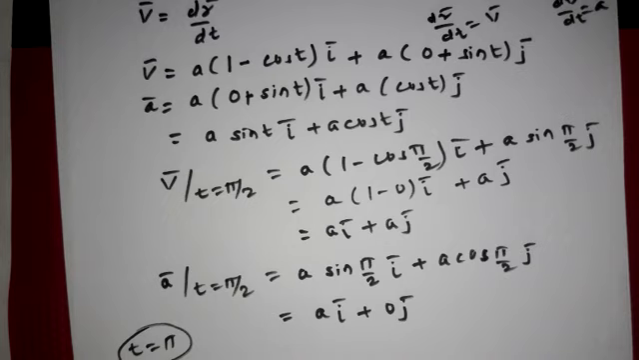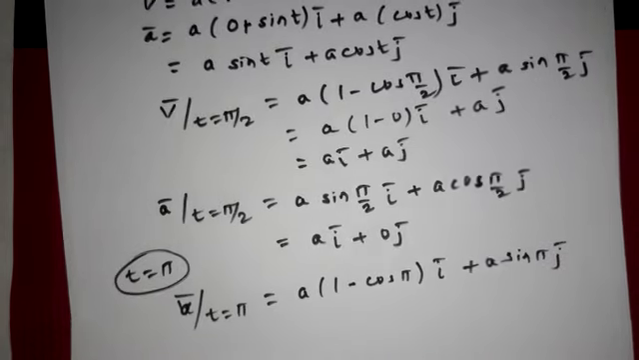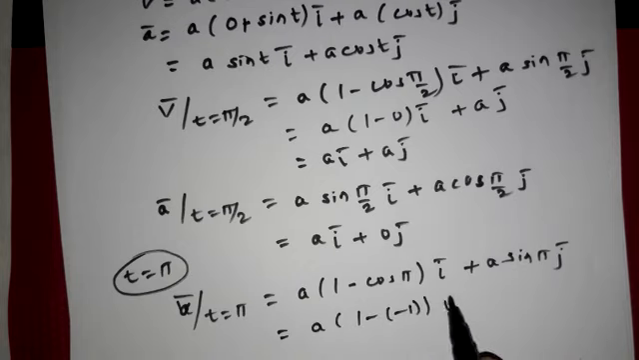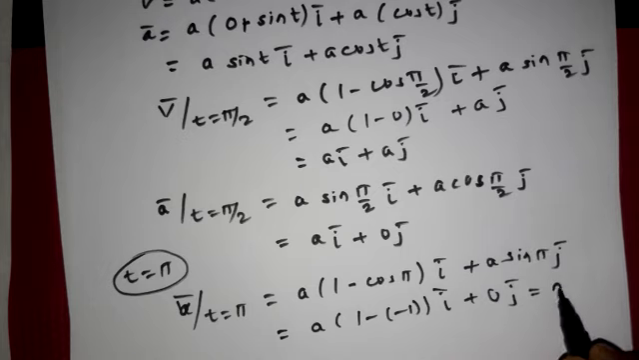So here a(1 − cos π), value of t is π: a(1 − cos π) i bar plus a sin π j bar. Sin π is 0, cos π is minus 1. So a(1 − (−1)) i bar plus 0 j bar. So our answer is 2a i bar.